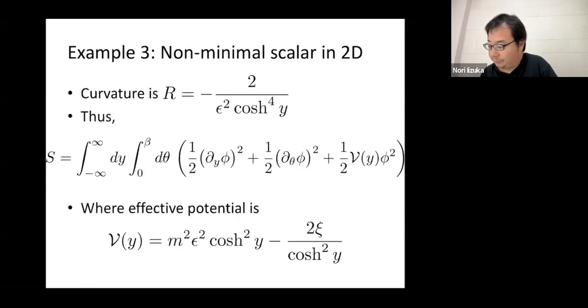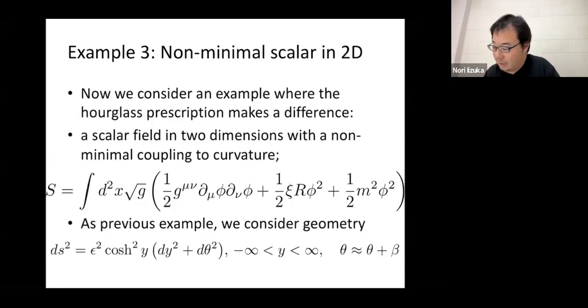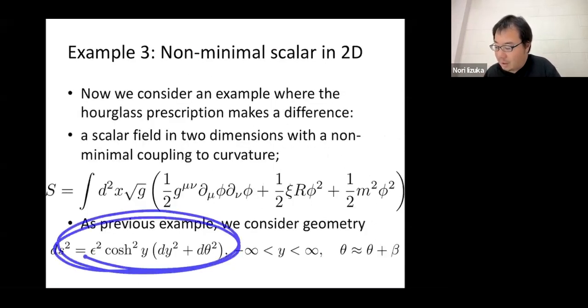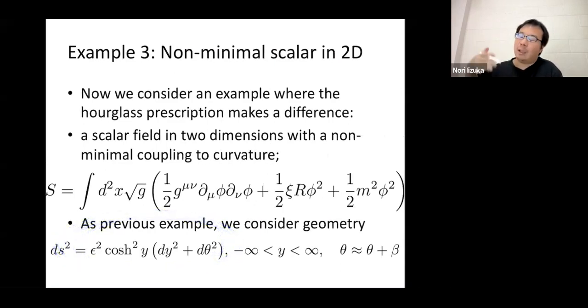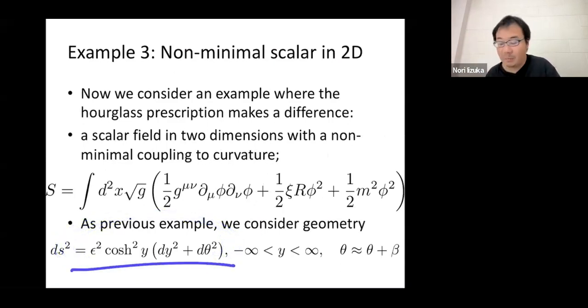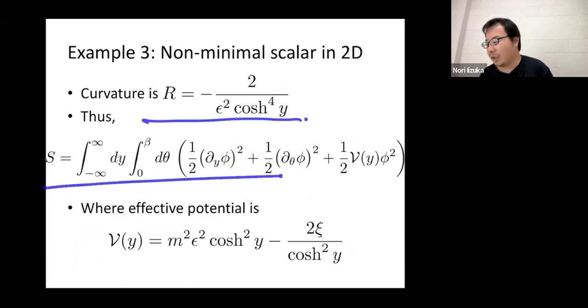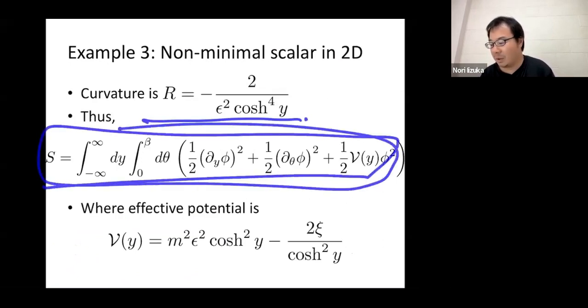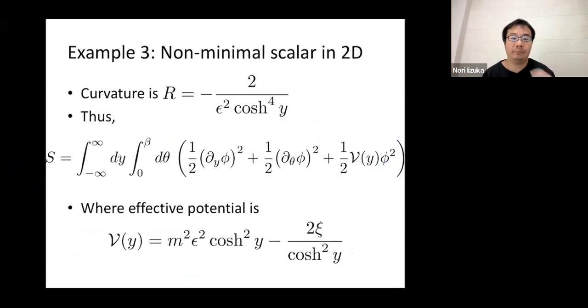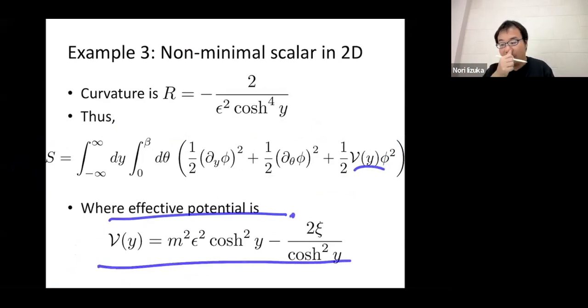Sorry for this. Okay. And then we calculate the curvature. We consider the quantum field theory on the hourglass geometry, and that becomes this long cylinder type. Now we have a curvature because of this epsilon dependence. So there's a curvature contribution, and we just simply calculate the quantum field theory partition function for this theory. That's it. Now this is a theory of the effective potential coming from the curvature coupling.